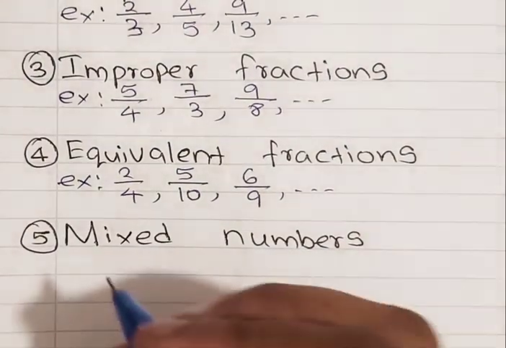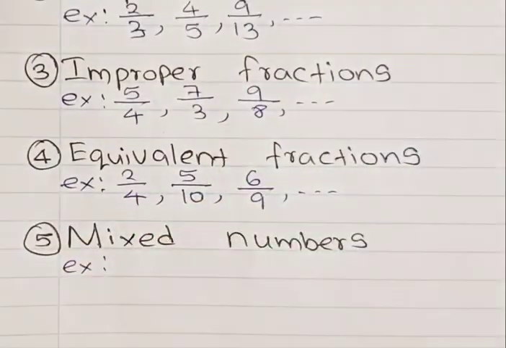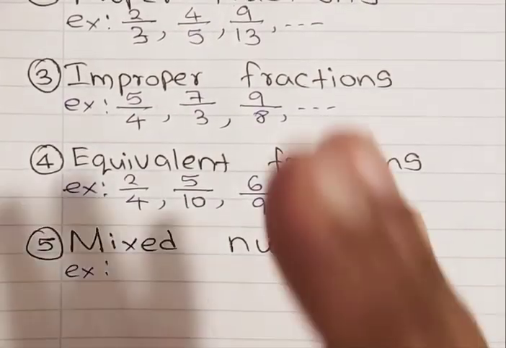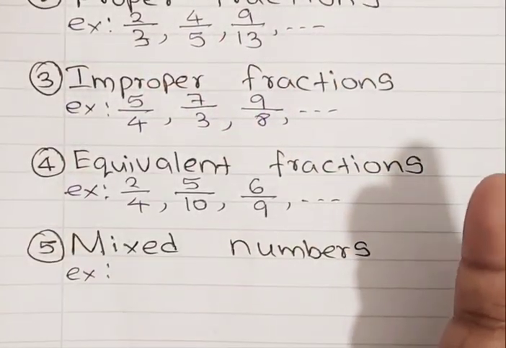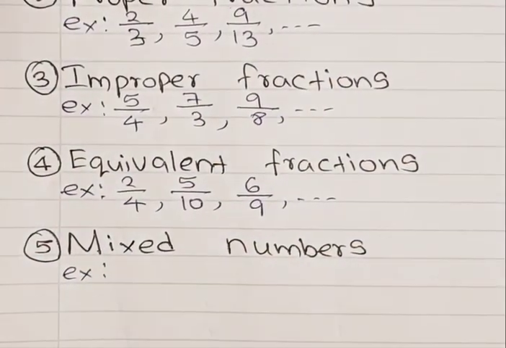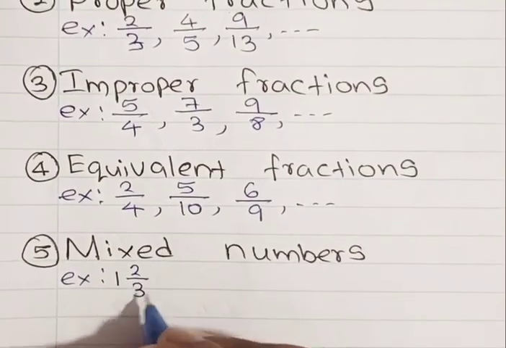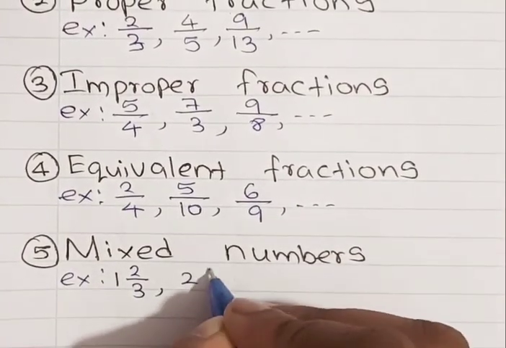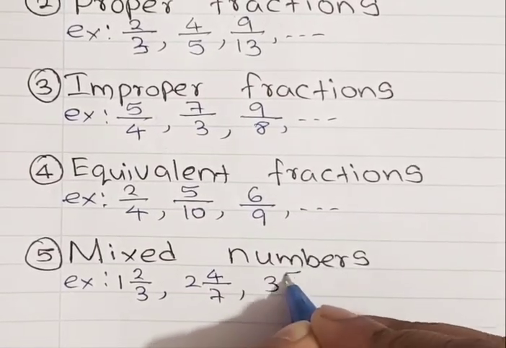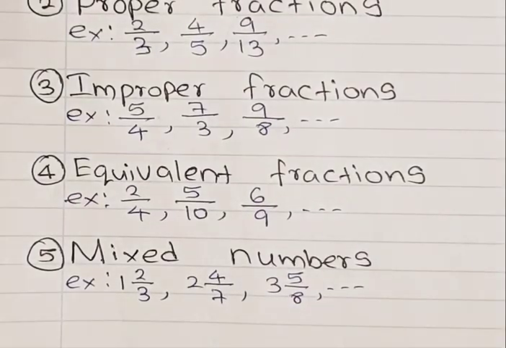So I can give some examples like this. Before going to the examples, what do we call mixed numbers? Mixed numbers mean the sum of a whole number and a proper fraction. The sum of a whole number and a proper fraction is called a mixed number. So I can take 1 and 2 over 3, or 2 and 4 over 7, and 3 and 5 over 8. So I have these 3 examples.